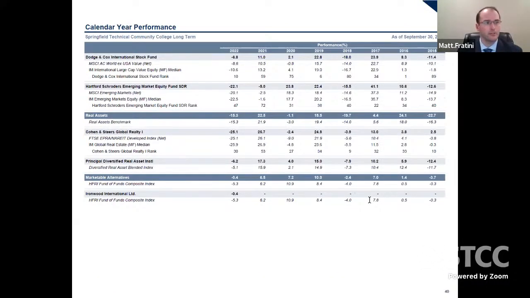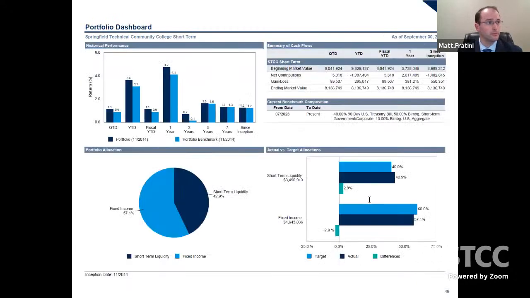Just jumping ahead to the short-term portfolio, looking at page 46. Upper left-hand side of the page, you can see for the quarter, the portfolio was up 1.1%, slightly ahead of the blended benchmark. But we look to the year-to-date time frame, portfolio is up 3.6% versus the benchmark at 3.1%. And then also on the 1-year period, up 4.7% versus the benchmark at 4.1%. So very nice performance given the mandate, really taking advantage of what the yield curve is giving us right now.